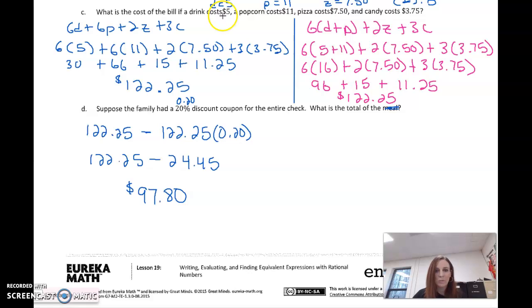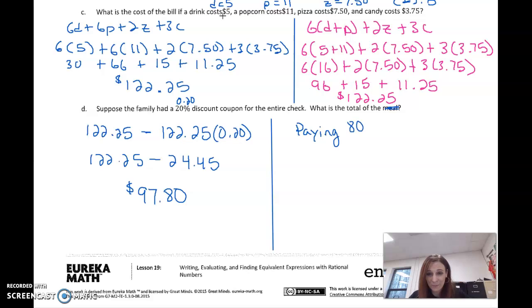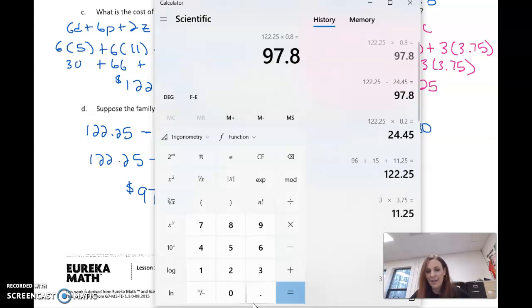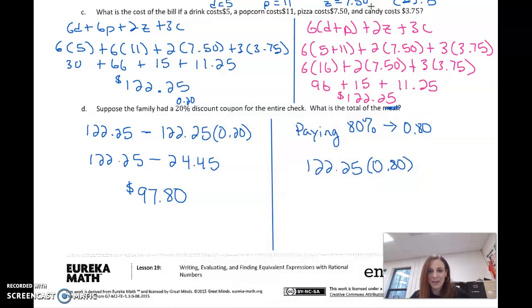Does that work if, instead of thinking of it as subtracting the discount, we think of it as paying 80%, which remember is 0.80? Let's try it. Our total bill was $122.25, and I want to multiply that by 0.80, by 80%. And guess what? We still get $97.80. So you get it the same way. This is just a little bit quicker because you're only doing one calculation.